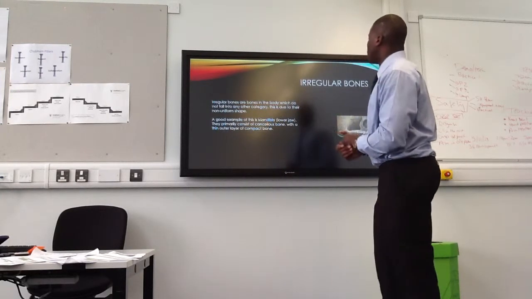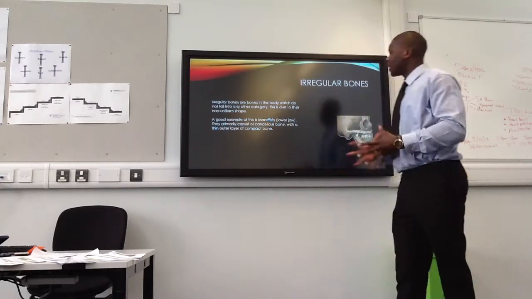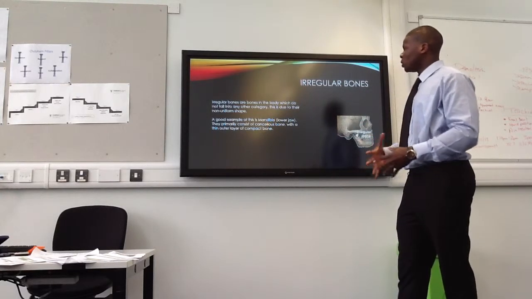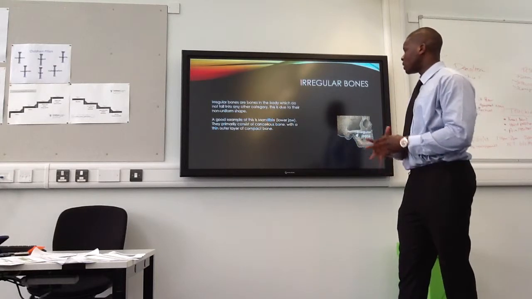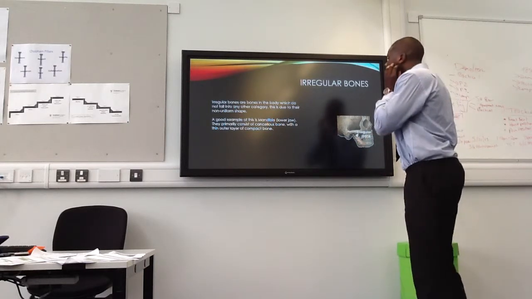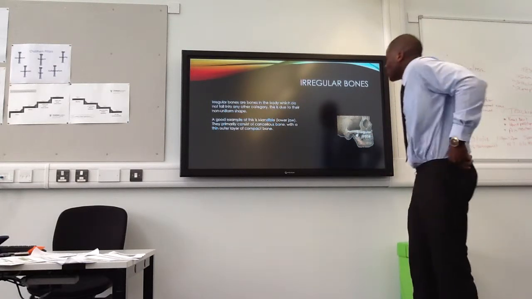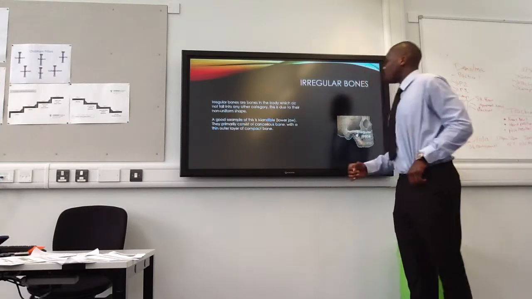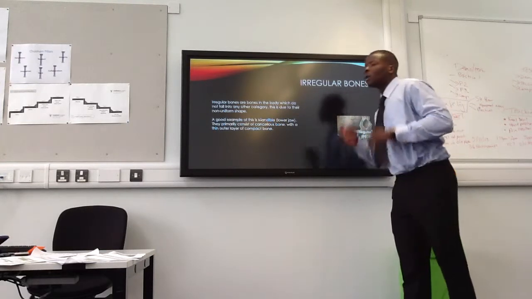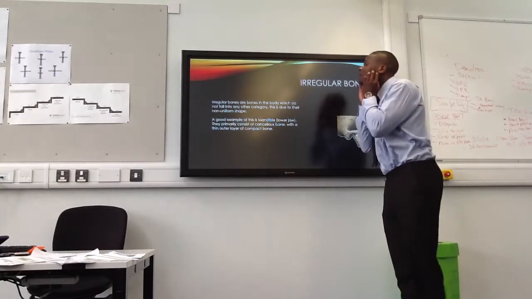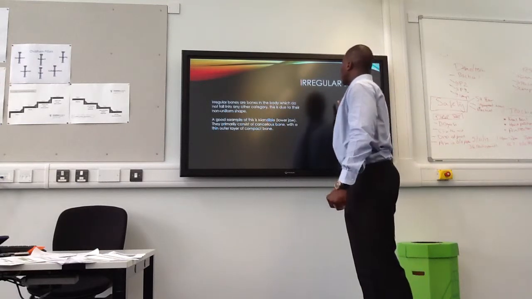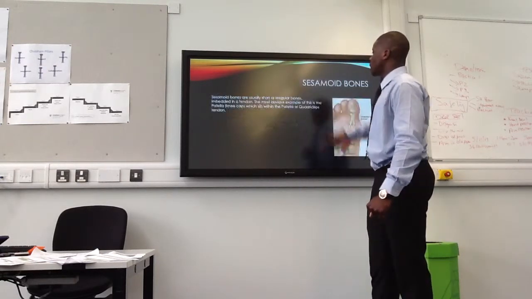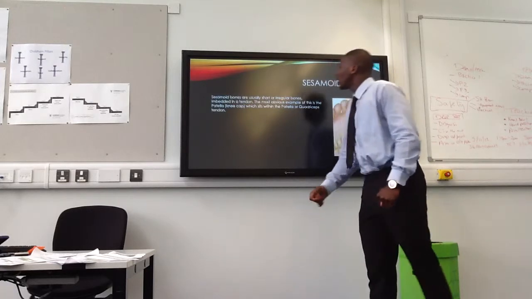Irregular bones are bones in the body which do not fall into any other category. This is due to their non-uniform shape. A good example of this is the mandible, so that's the lower jaw. They primarily consist of cancellous bone with a thin outer layer of compact bone. So over here, the mandible is an irregular bone because of its non-uniform shape.